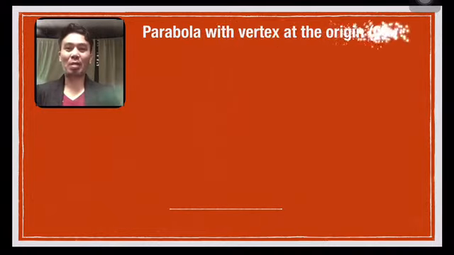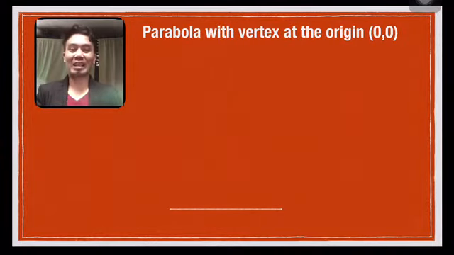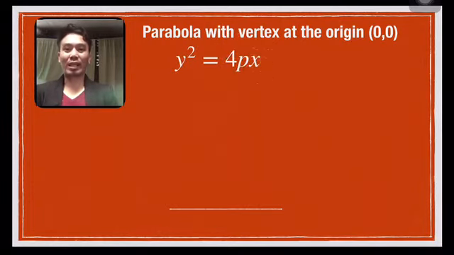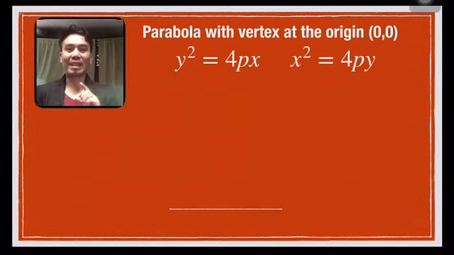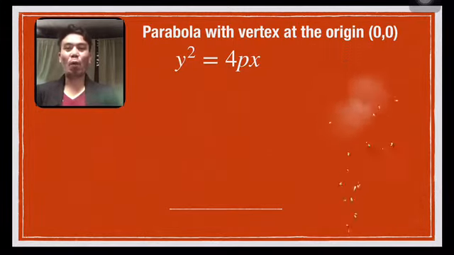Hi students, today we will talk about the parabola of the conic section. Let us begin with the parabola with vertex at the origin. We have two forms of this parabola. It's either y squared equals 4px or x squared equals 4py. But let me start with y squared equals 4px.